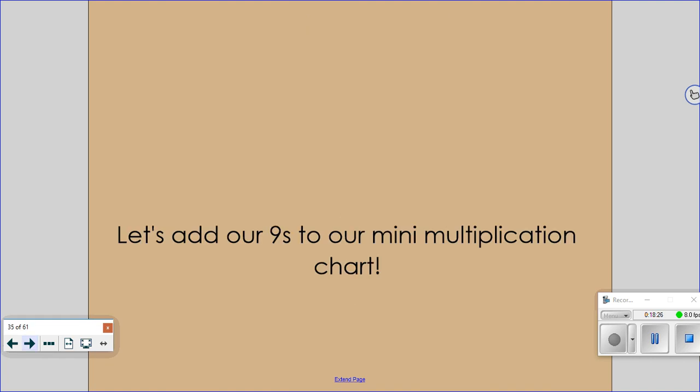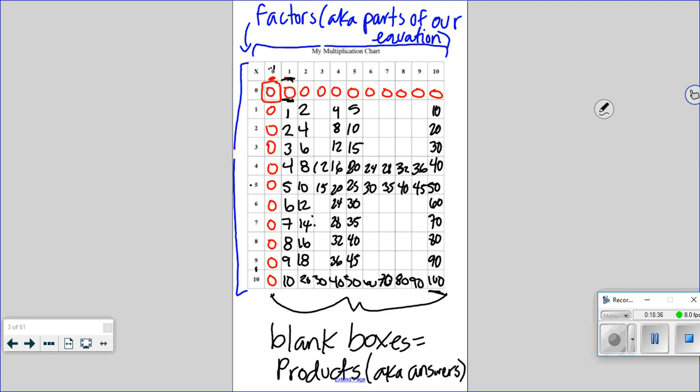Alright, we're going to add our 9s to our multiplication chart. Let's go ahead and flip back to that multiplication chart so we can fill them in. We're going to fill in our 9.